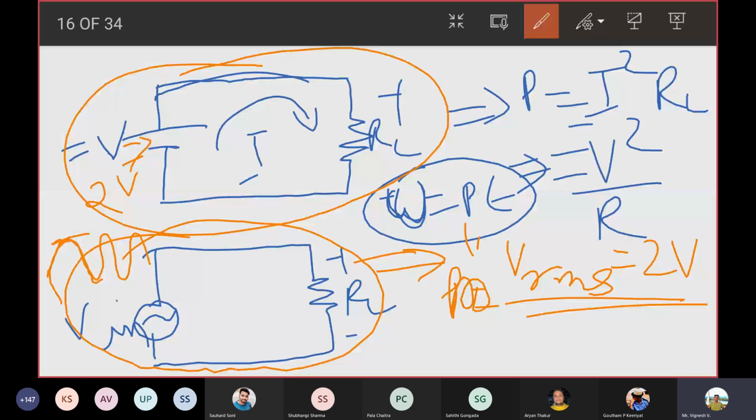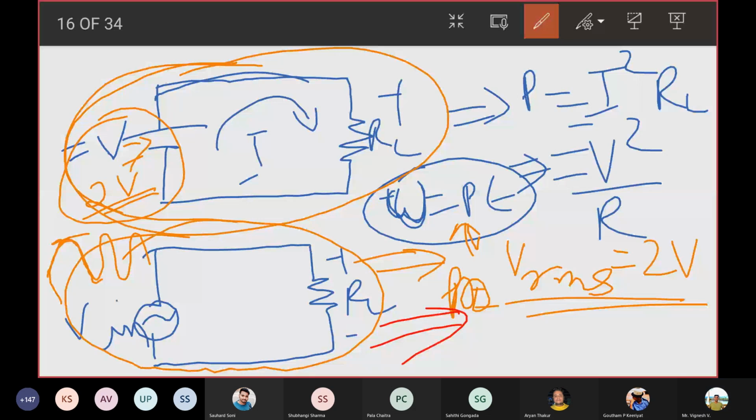So when you calculate the RMS value for any AC signal, why you're doing it is you are trying to compare it with the DC signal so that the amount of heat dissipation in both remains the same. All right. That's the reason you find out the RMS value. Okay. And how do you calculate an RMS value? As the name suggests, it is root mean square.